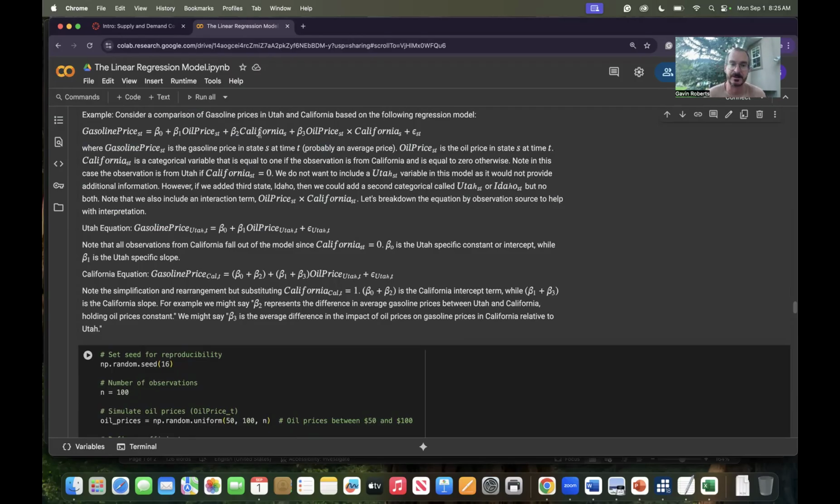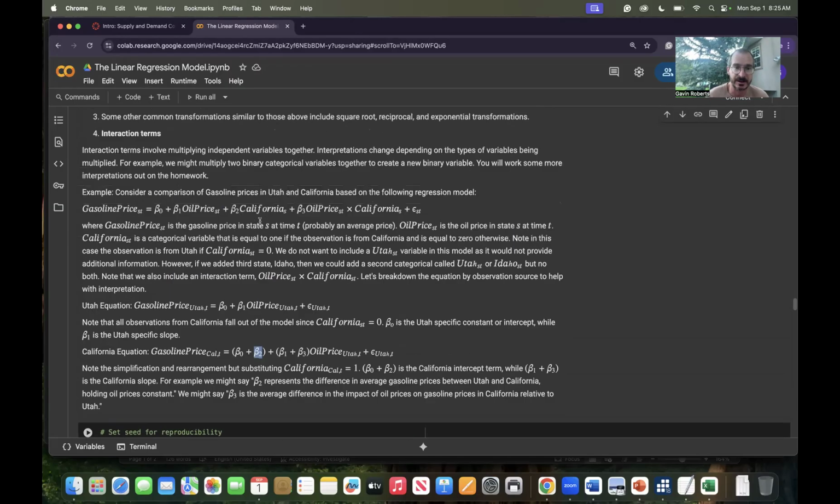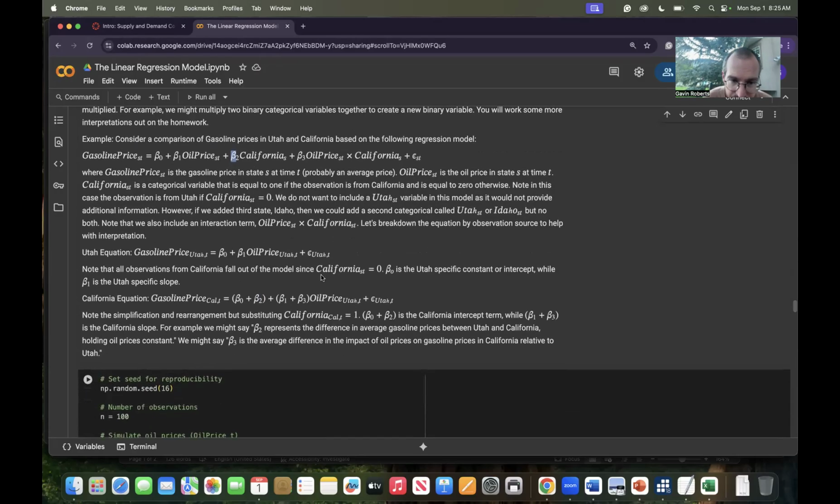Then California is going to be 1. So this is a 1. This is a 1. And then I can combine like terms and I see explicitly what I said before. Beta 2 just adds or subtracts from the intercept, depending on if it's positive or negative. There's the beta 2. And that's what I said it would do. It'll shift it up or down, add or subtract from the intercept.